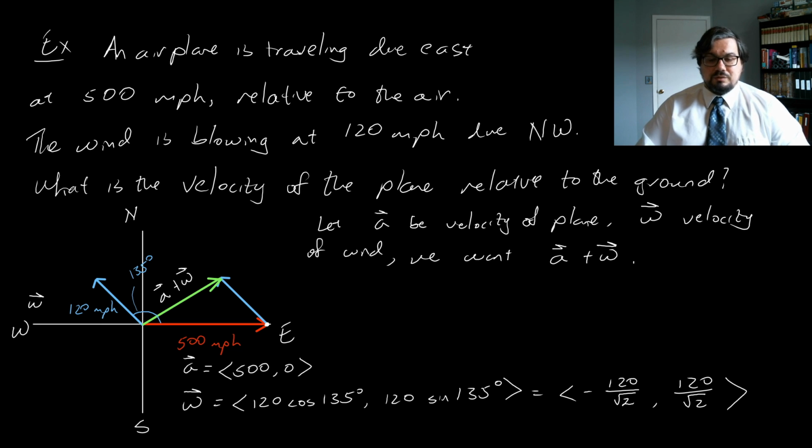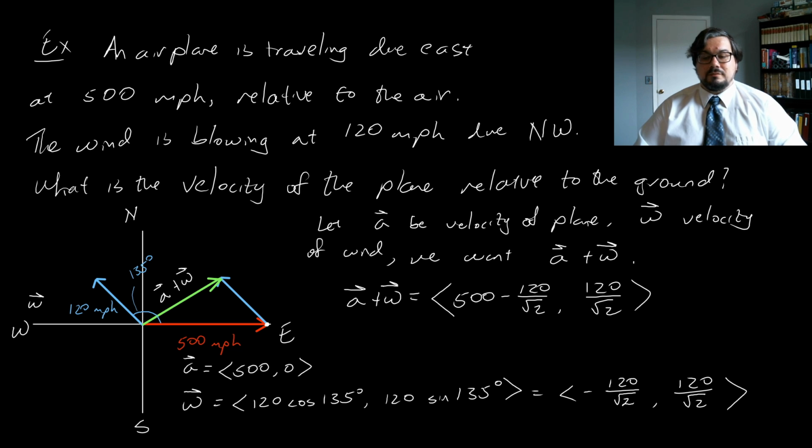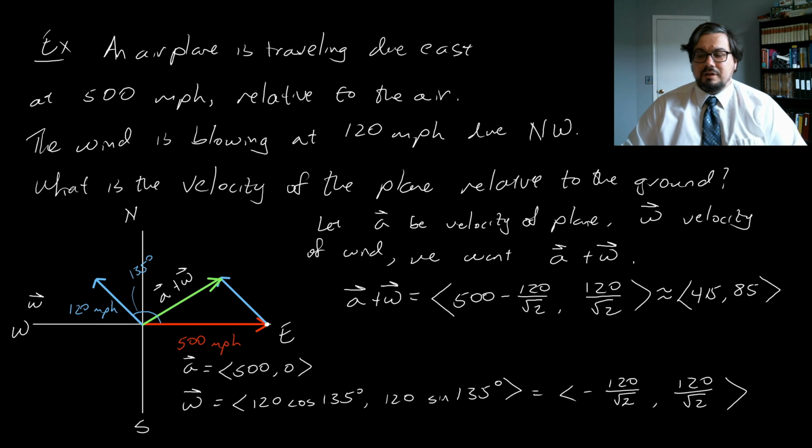Given these two things, we can figure out A plus W. The vector A plus the vector W will be 500 minus 120 over the square root of 2, comma, 120 over the square root of 2. We can approximate this using a calculator, which gives approximately 415, 85. So the vector corresponding to the velocity of the plane has components 415, 85.